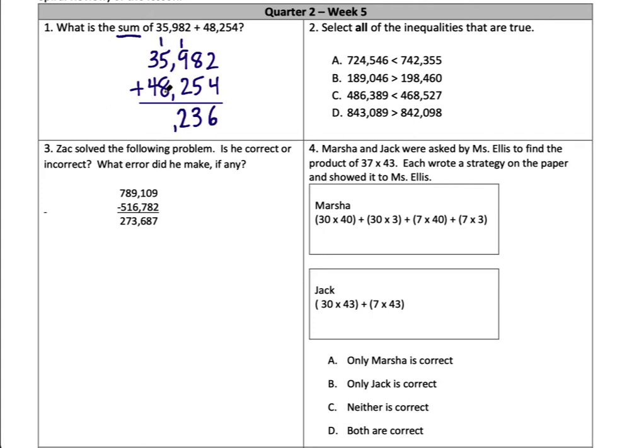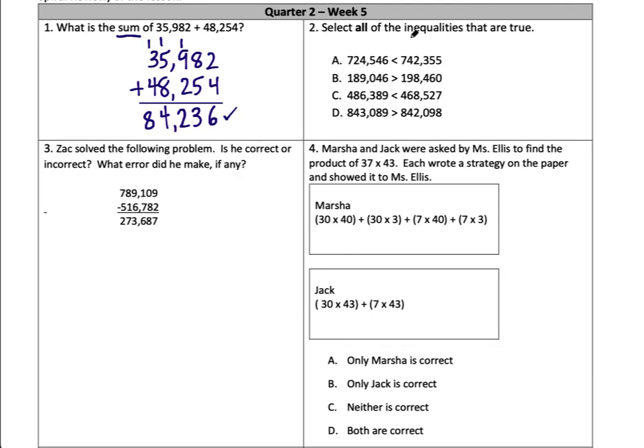All right, on to the thousands place. 1 and 5 make 6, plus 8 is 14. That's 14 thousands. And the 10,000s place. 3 and 1 make 4, plus 4 is 8, 80,000. So 84,236 is my sum. That is my sum. All right, on to number 2.